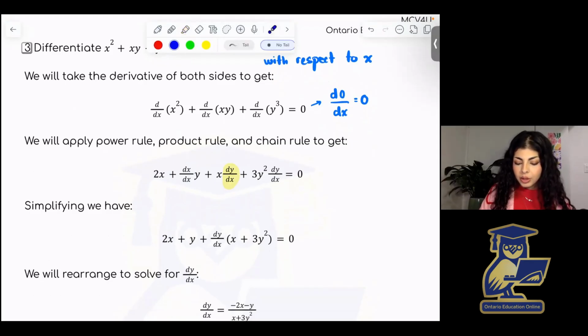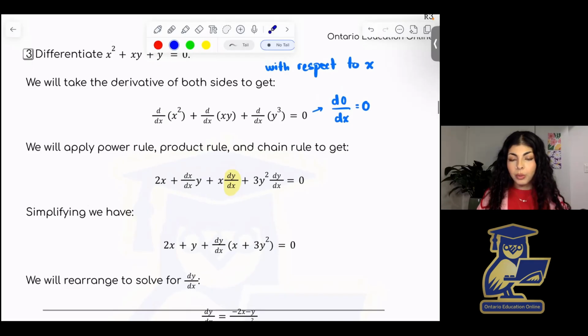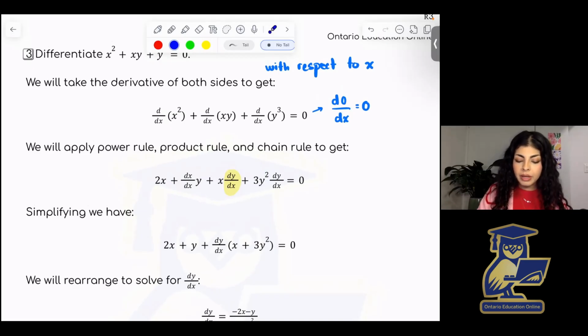Now in the third term, y cubed, this is a composite function. So it's the cubic function with our inner function as y. So we will do the chain rule here. So our outer function, as a power rule, is just 3y squared, and the derivative of the inner function, so dy by dx. And again, we have that term that we want.